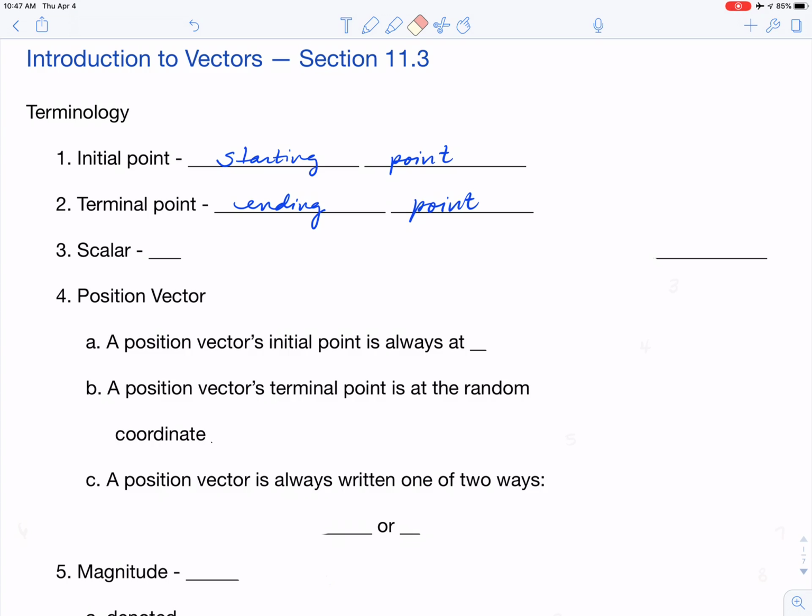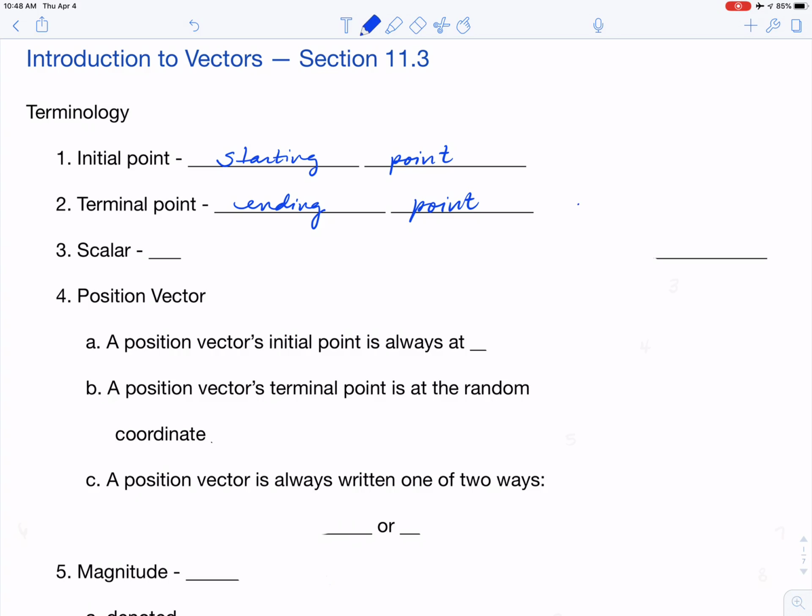So for your embedded question on this video, think back to an earlier chapter when we were first starting out with trigonometry and come up with a figure that had a starting place and an ending place and talk about that. Now, what does a vector look like?